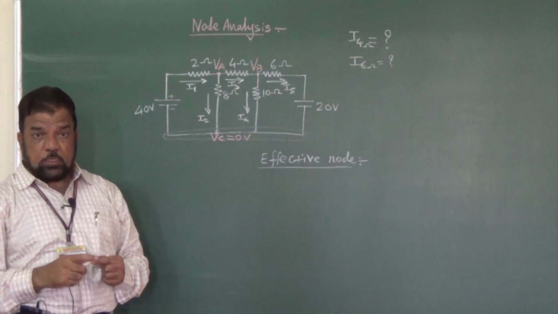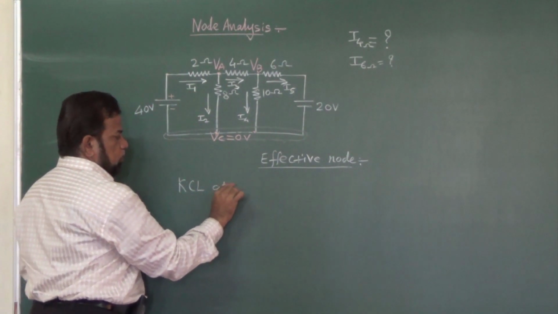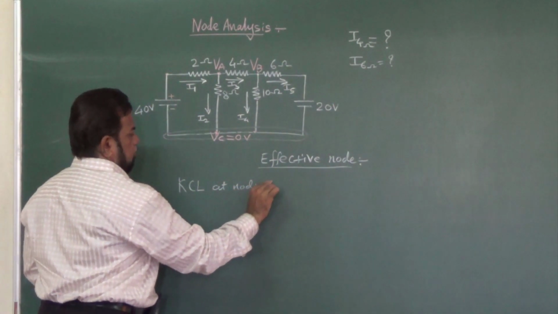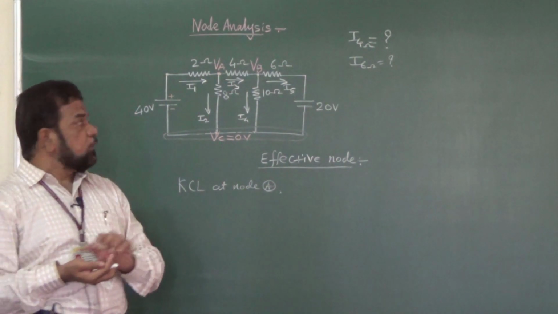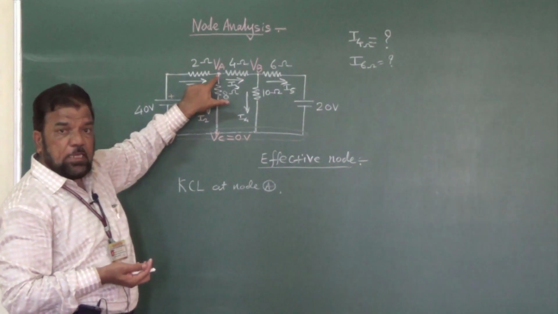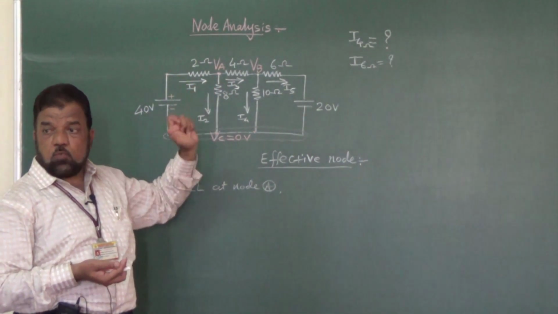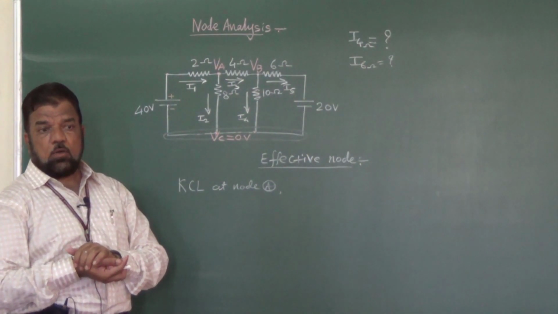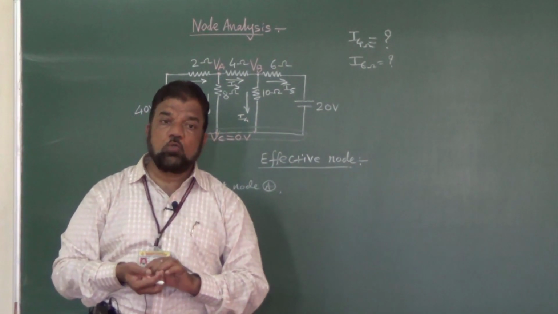Okay. Then we have to proceed like this. We have to apply KCL at node A. Now what is the KCL equation? The KCL equation at node A: incoming current is equal to outgoing current, or total current at a particular node is equal to 0.